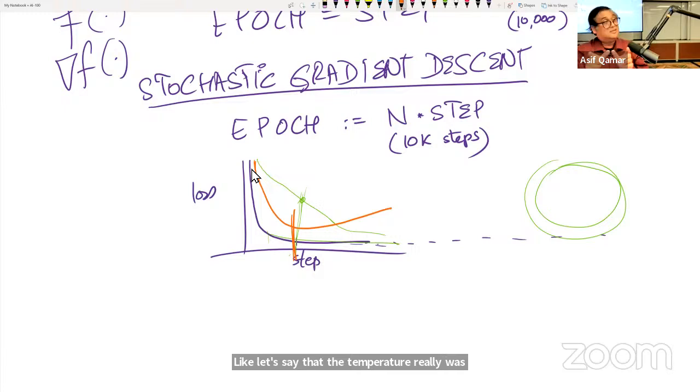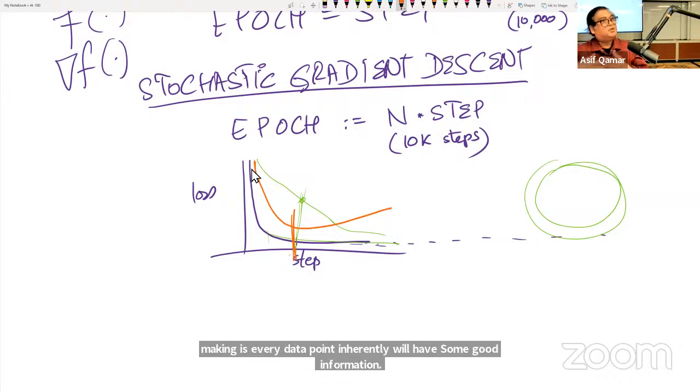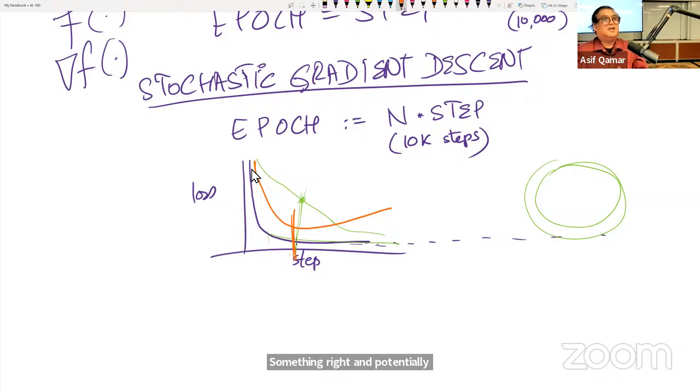But in your data, your Y, your temperature, is saying 102 degrees. So what is it? You're telling that under these conditions, the temperature is 102. And therefore, if you predicted 98, you're way off, whereas in reality, you're only slightly off. So the point I'm making is every data point inherently will have some good information, something right, and potentially something wrong, some error built into it.